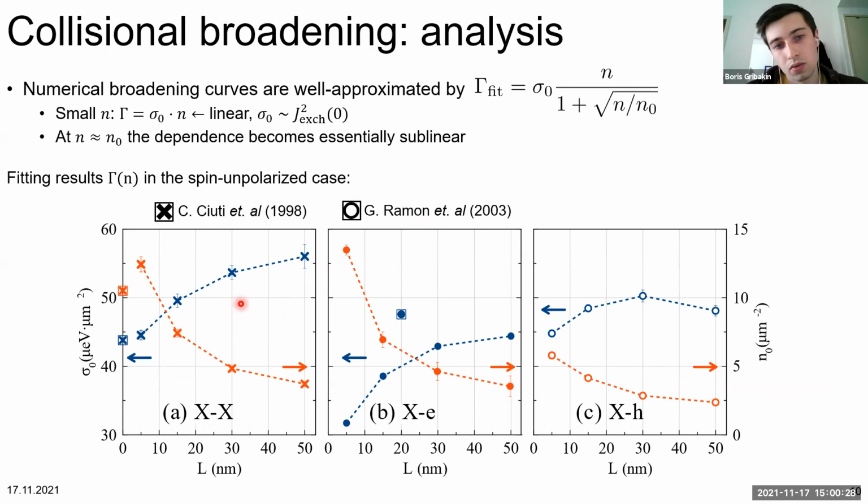In the figure, you can see the results of fitting this function to the numerical data, and you can see that the sigma 0 parameter follows the quantum well width dependence of the exchange constants, as we would expect, and the critical density decreases with increasing well width, which is consistent with the exciton's radius decreasing in larger wells.